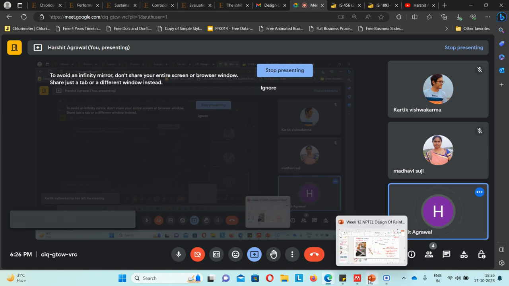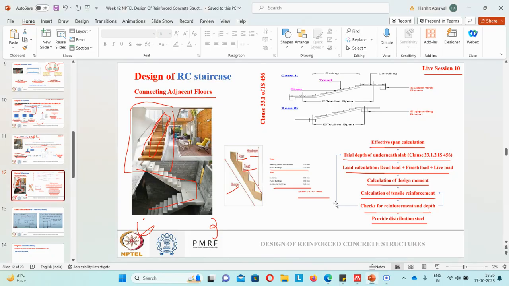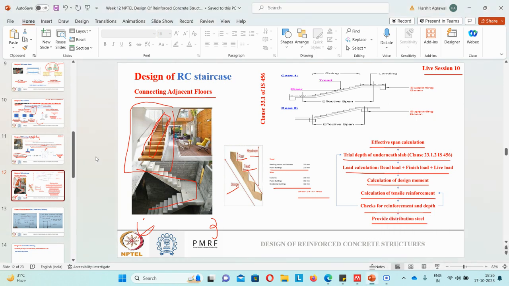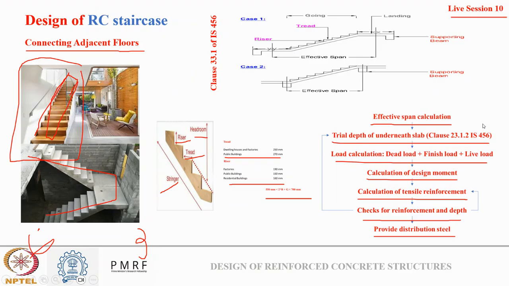Okay, if not, we will continue. So this was a kind of summary of whatever we discussed from week 2 to week 10. Now, how do we club them all together in the design of an RC structure?